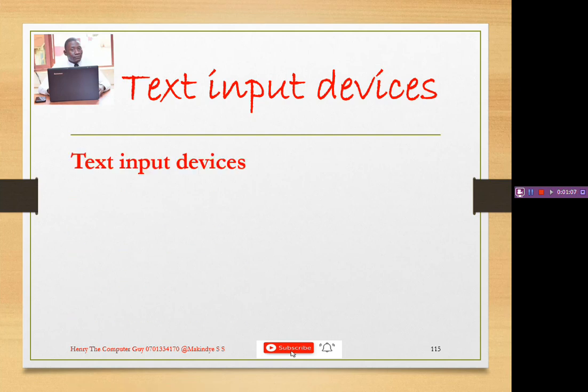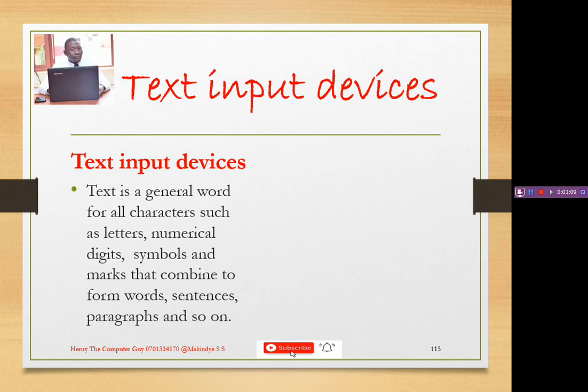Text input devices help us to enter text or characters into the computer. Text is a general word for all characters such as letters, numerical digits, symbols, and marks that combine to form words, sentences, paragraphs, and documents. That means it is a combination of all those on the keyboard. For example, the numbers, the symbols, and the letters can form a word, a sentence, a paragraph, a page, and also an entire document.